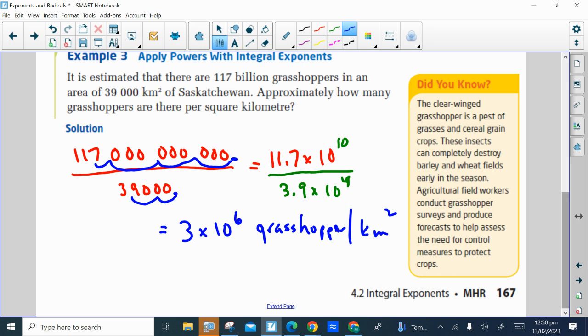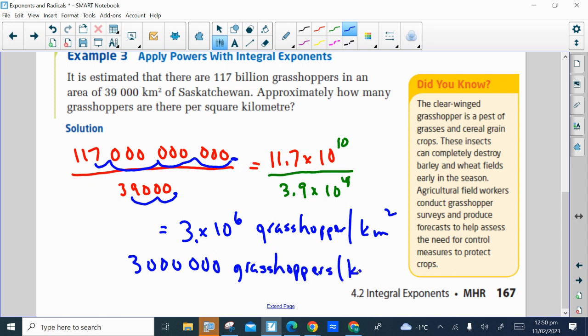Calculator? Oh, I'm sorry. Okay, so right now the decimal is after the 3. We need to move it 6 spaces to the right. So that's going to be 3 zeros plus another 3 zeros, or 3 million grasshoppers per square kilometer. Okay?